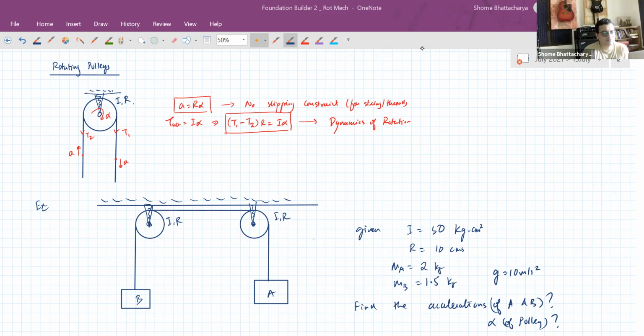Okay, so let's work out the question. First of all, if the tension in this section of the string is, let's say, TA, then the tension in this section will be different. Let's say it's T, and then the tension in this section will be further different.